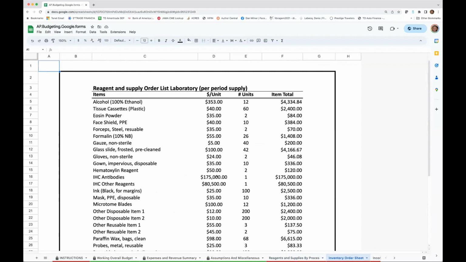I'm not sure why that says that number. Oh, because we went up to 12,500, yeah.